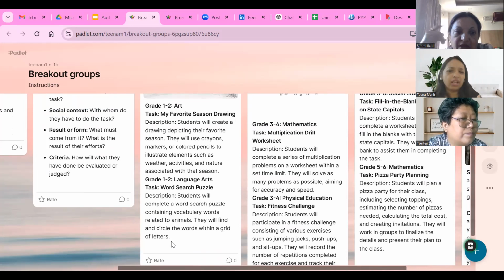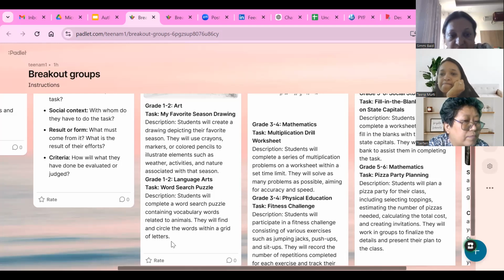Which one? Oh, none of them. Language. Why? Because everything is mentioned clearly, that vocabulary should be there and it should be animal related.